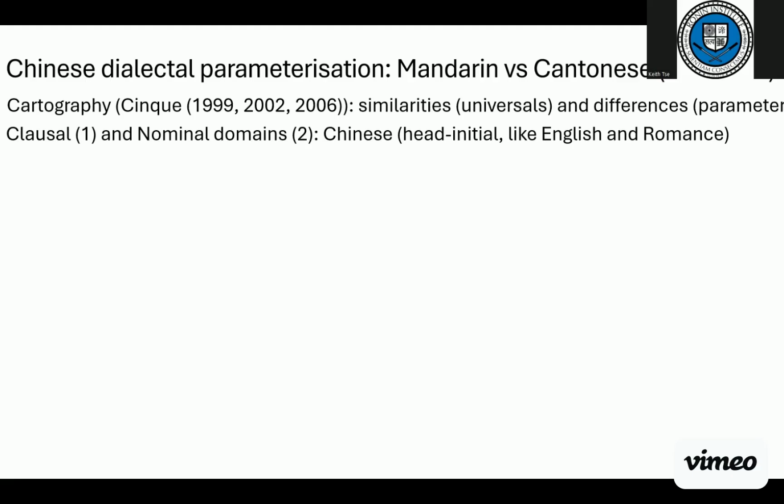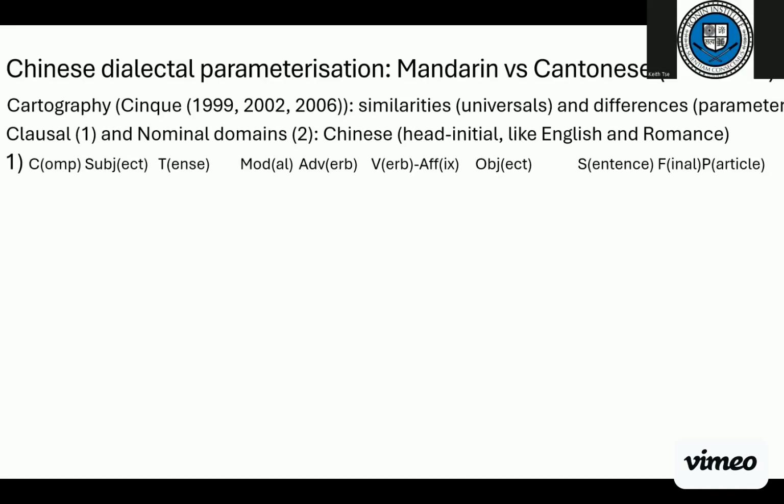And Chinese is quite similar to English and Romance, because Chinese is head initial. Okay, so it makes it easy. It makes it possible for Western speakers to appreciate Chinese word order. Commonly, this is the structure that people often use for head initial languages such as Chinese. So if I just illustrate this particular structure.